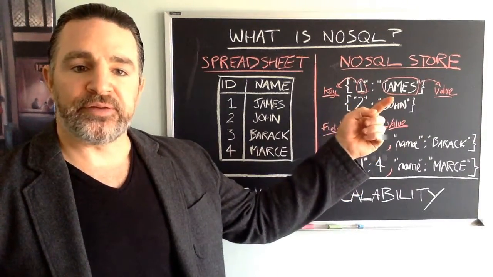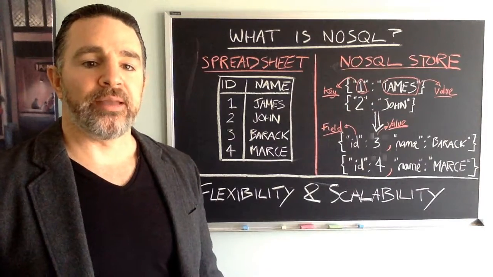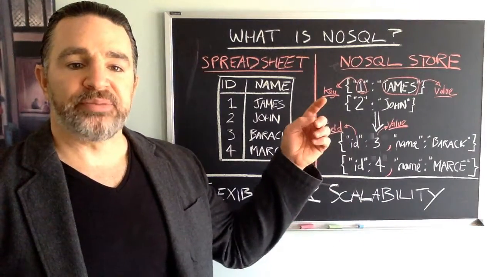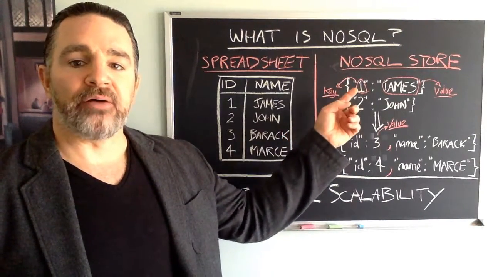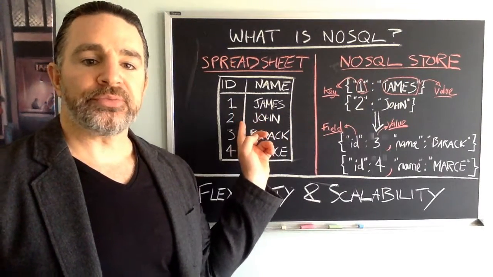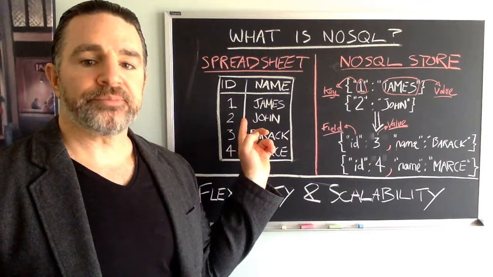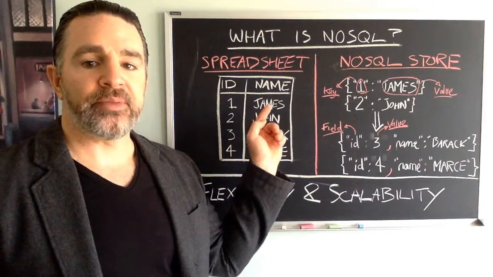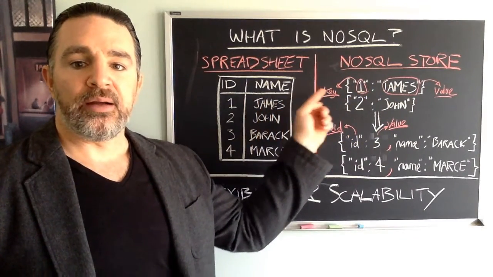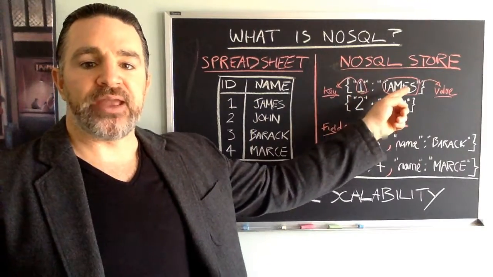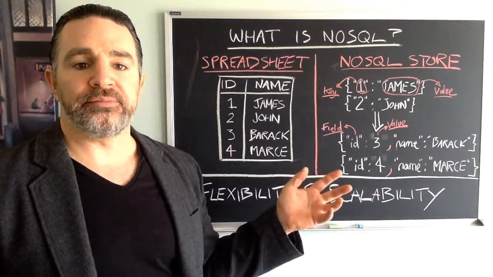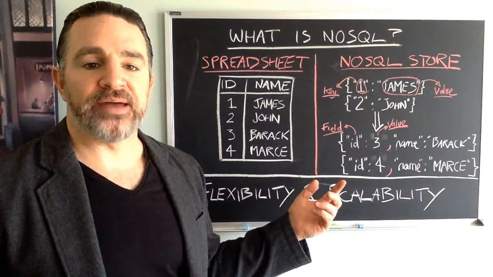Key value stores, first of all, are the most simple type of NoSQL database. As per the name, key value store, they are made up of keys and values. So you can see here, I've taken the first 2 records from my spreadsheet or relational database table, and I've tried to replicate them in our key value store. And it seems to be quite successful. I've taken ID of 1 is James, ID of 2 is John, and I could do this all the way down with as many key value pairs as I wish.